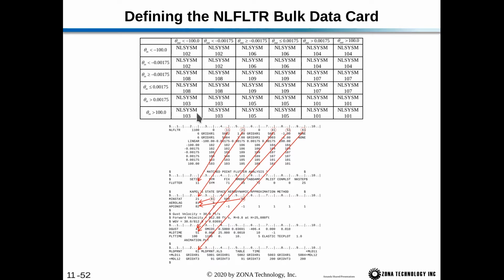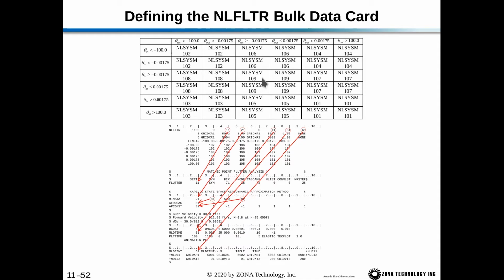This is our table of nonlinear system matrices. So this is just this table here. When theta in is less than 0.00175, we use this row of nonlinear system matrices. When theta in is within the soft region and theta out is within the soft region, you can see we use nonlinear system matrix 109.